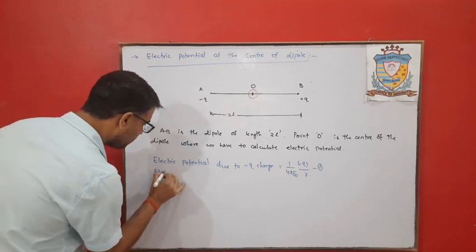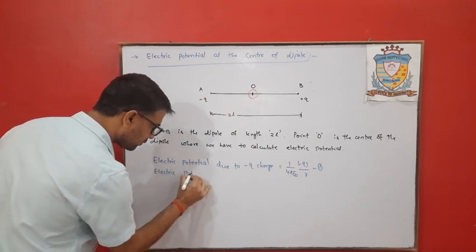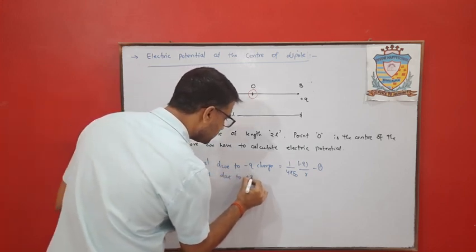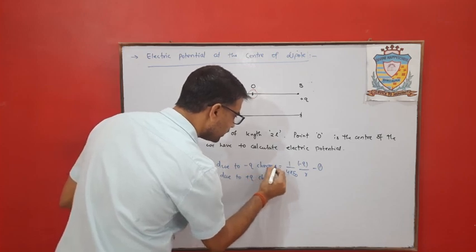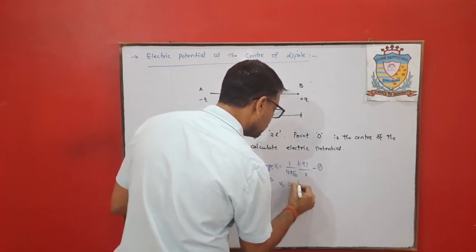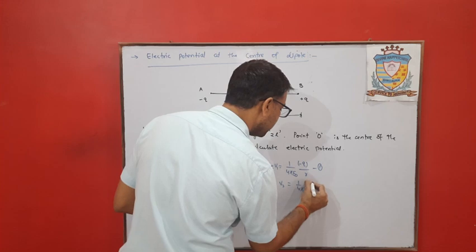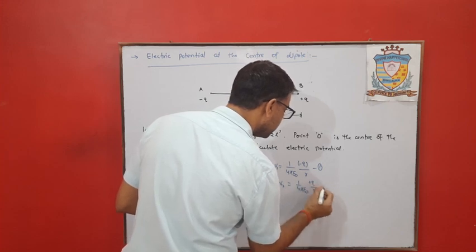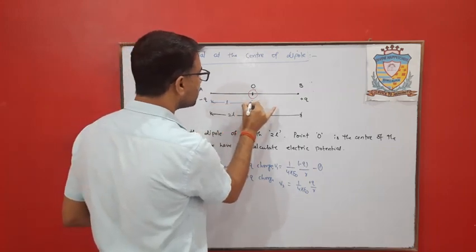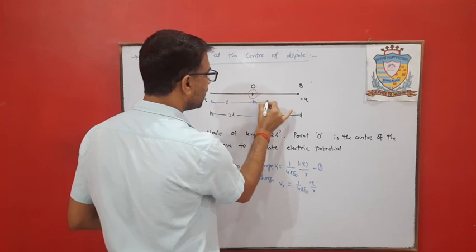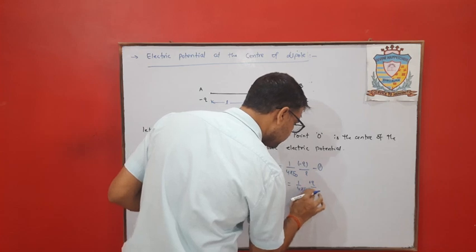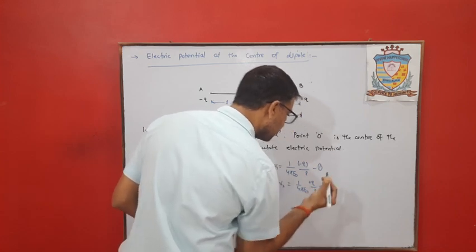And the electric potential due to plus q charge, this is V1, and here it is V2. So 1 upon 4 pi epsilon naught times plus q upon r. Now this distance is L. If the total distance is 2L, then these two will be L. So here in place of r we will put L. This is our equation number 2.